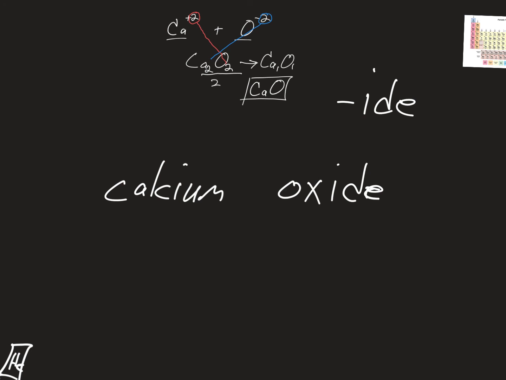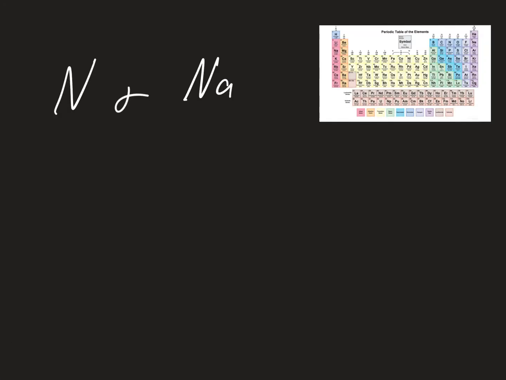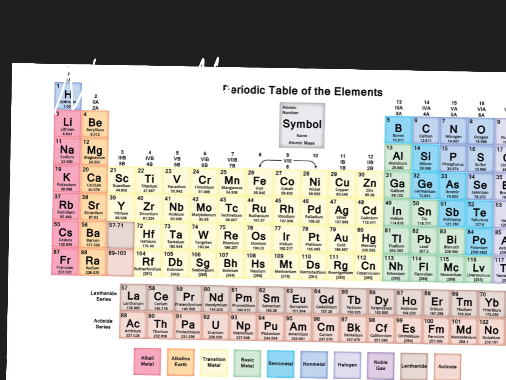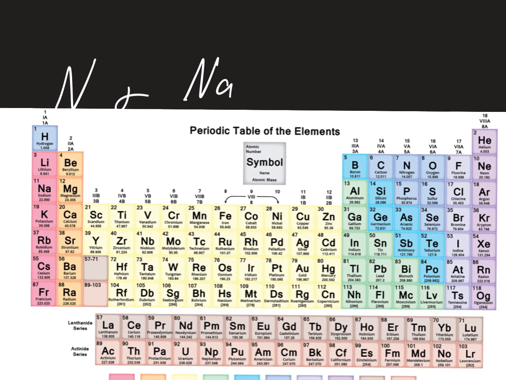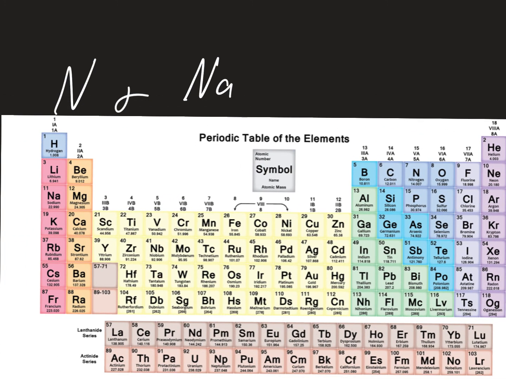Let's do one more real quick from the top just to make sure you got it. All right, this time I'm going to look at nitrogen and sodium. I'm going to find them first on the periodic table. All right, there's sodium and there's nitrogen. Let's do my trick. 1, 2, 3, 4, 3, 2, 1. These are negative. These are positive. So that means that sodium is going to be a positive 1, and nitrogen is going to be a -3.